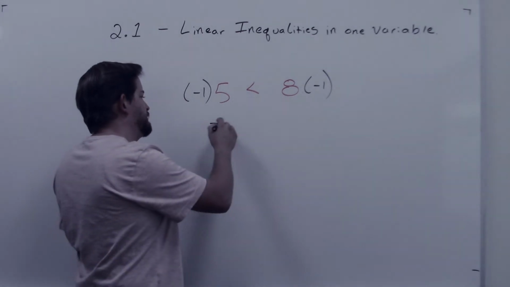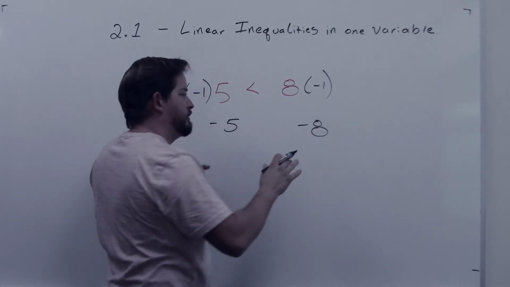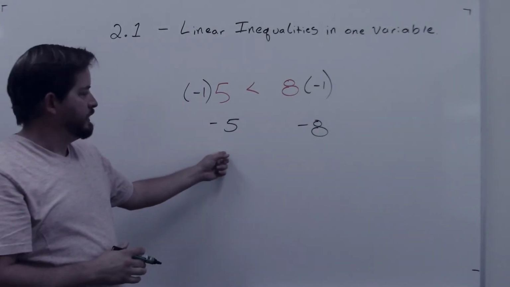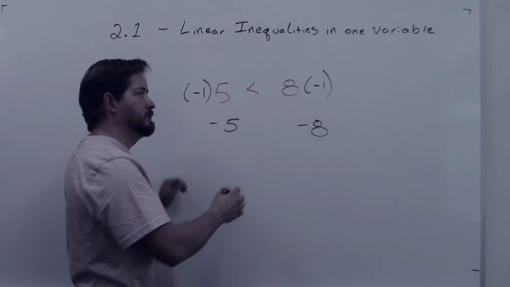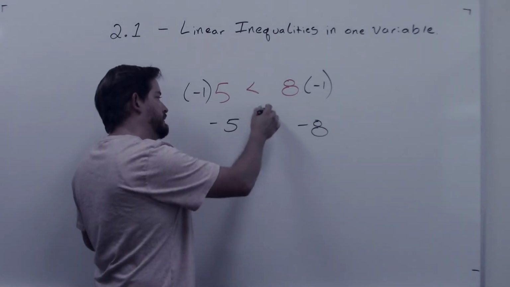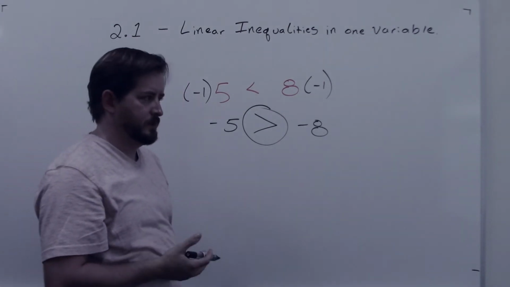-1 times 5 is -5. -1 times 8 is -8. But wait a minute. -5 on a number line is to the right of -8, which makes it larger. And my symbol switches directions to make this a true statement.